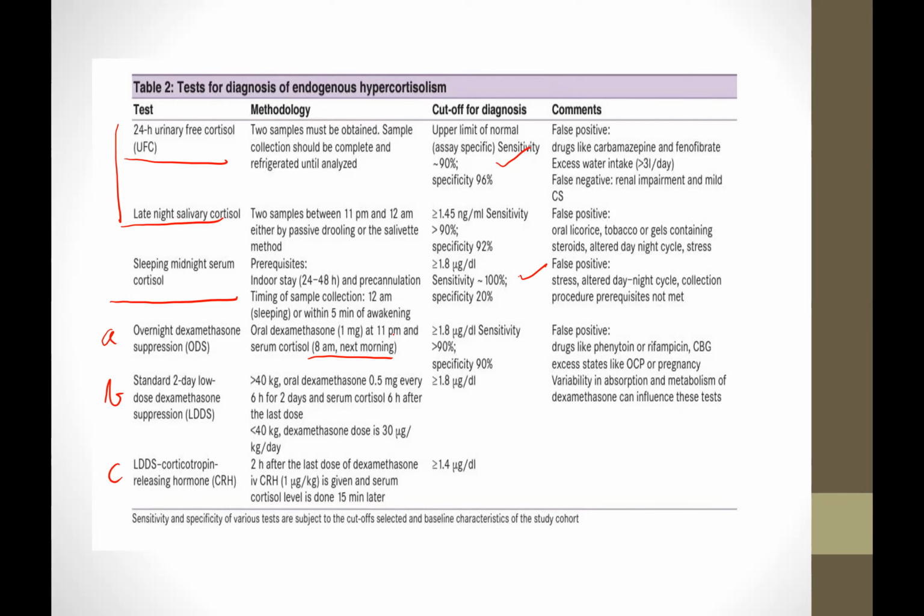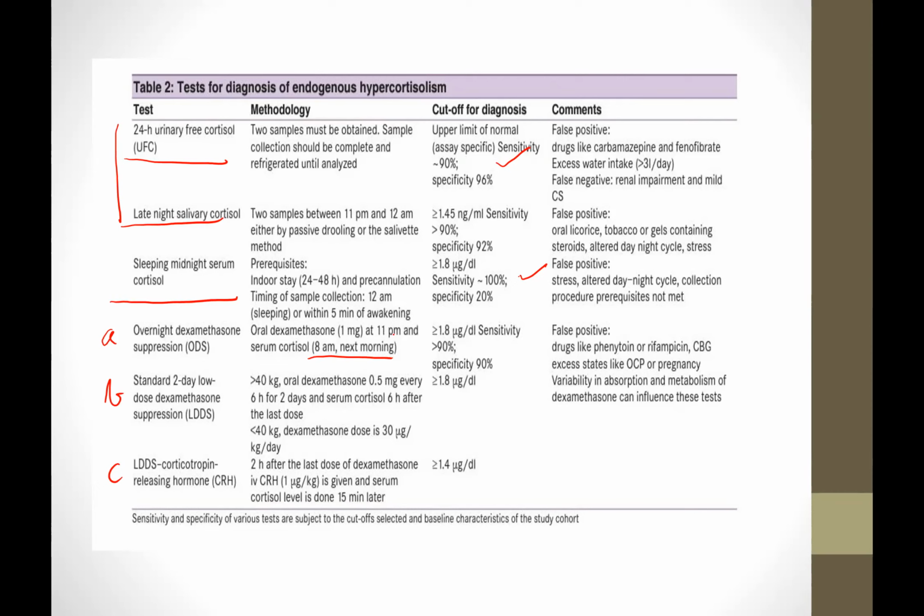1 milligram of dexamethasone is given at 11 p.m. as a tablet. Next morning, 8 a.m., cortisol is taken and measured. More than 1.8, it is highly specific and confirms the disease. Less than 1.8, it is highly sensitive. It rules out the disease.